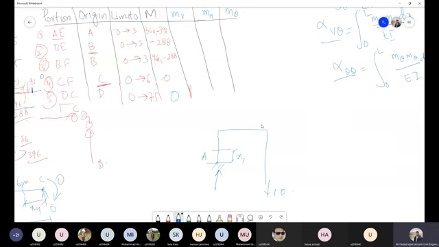Class, what would be this reaction? One. What will be the horizontal reaction? 0. And what about the moment? The moment would be 9. So what will be the equation of M_v for this section AE.